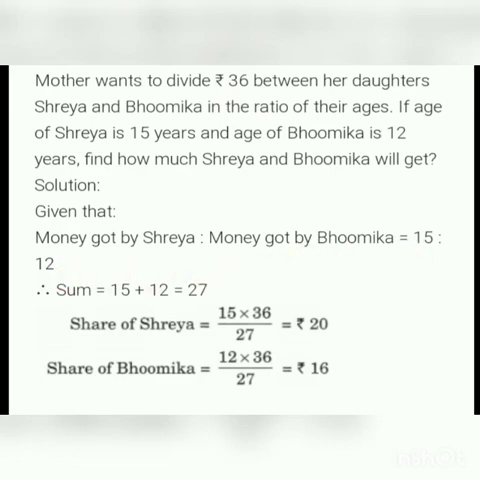So, first we are finding that 15 parts should be given to Shreya and 12 parts should be given to Bhumika. Out of how many parts? 15 plus 12, that is 27. So, the total part is 27. Now, out of this 27, 15 parts are for Shreya and 12 parts are for Bhumika. Now, what is the money with mother? 36. So, 15 by 27 into 36, that is the share of Shreya, and the share of Bhumika will be 12 by 27 into 36, that is rupees 16.